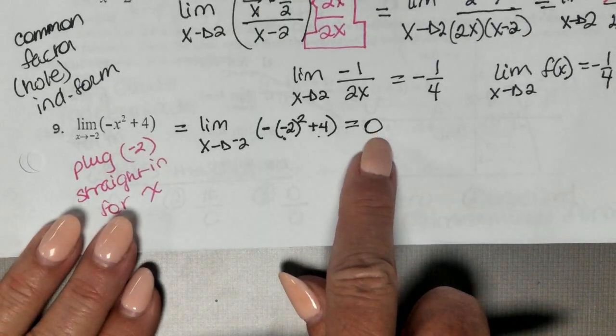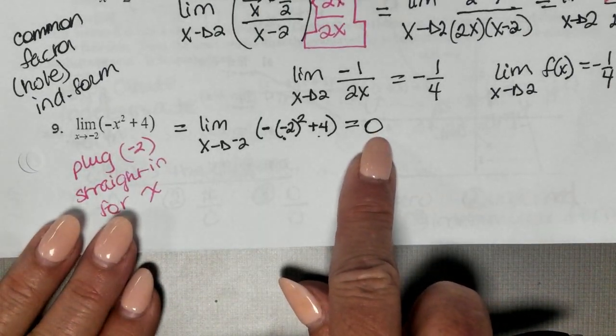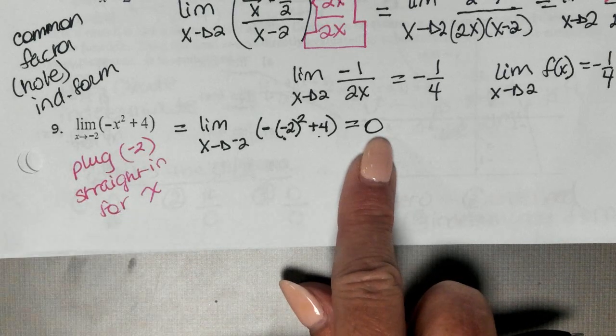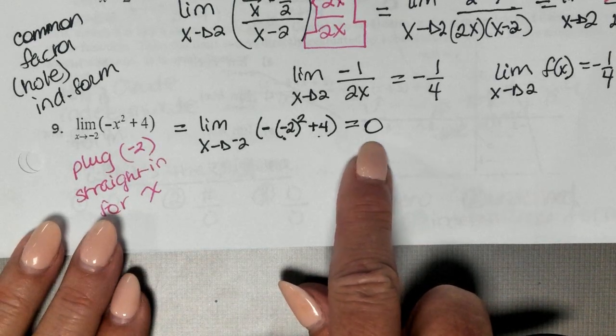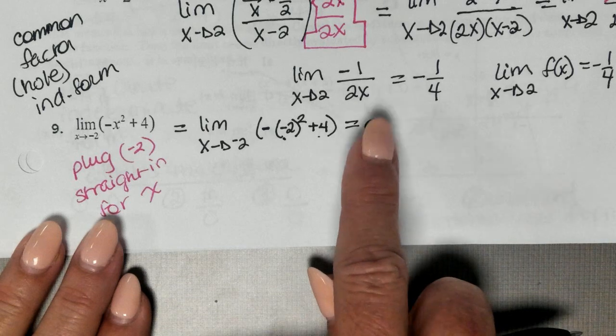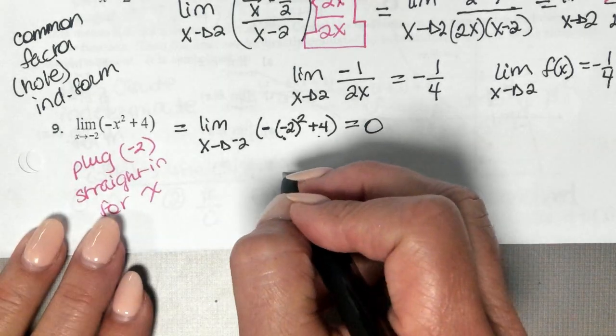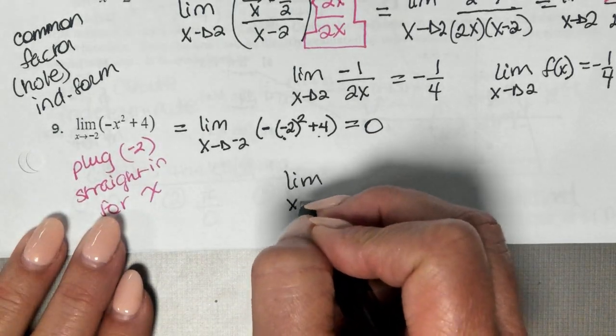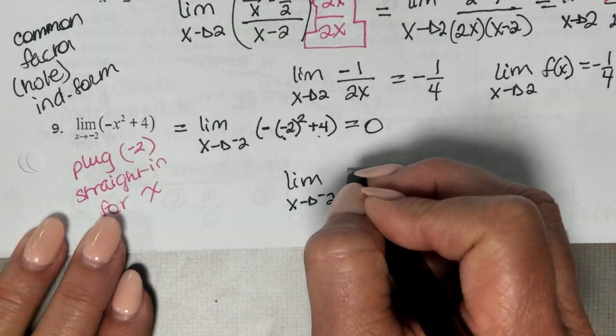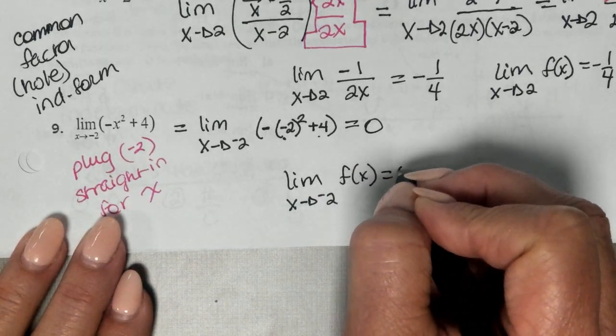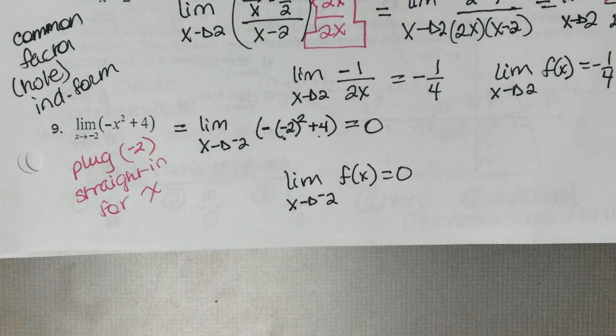Now, 0 is a value. It's a number. I don't want you to look at that and say, oh no, we don't have a value. It doesn't exist. Oh no, a limit does exist. And the limit as x approaches negative 2 for the function is just 0.